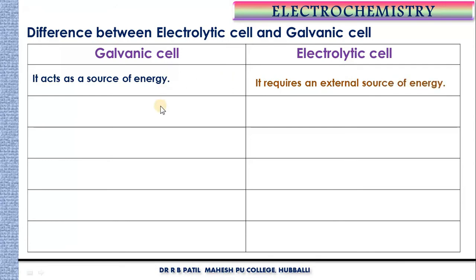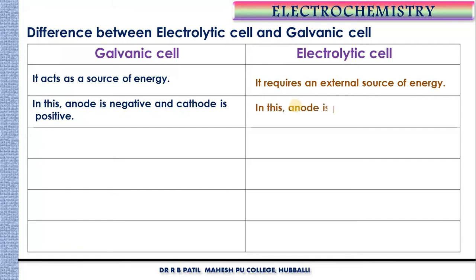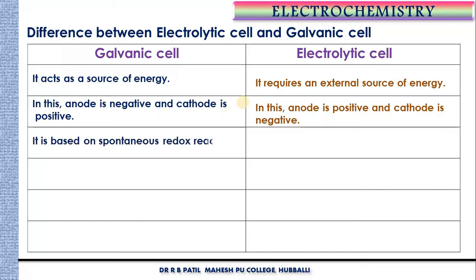In a galvanic cell, you know that the anode is negatively charged whereas the cathode is positively charged. But in an electrolytic cell, the anode is positively charged only and the cathode is negatively charged only. In a galvanic cell, always a spontaneous redox chemical reaction takes place, whereas in an electrolytic cell, by applying current, a non-spontaneous redox chemical reaction takes place.